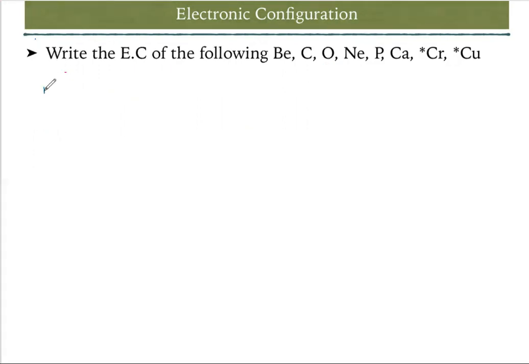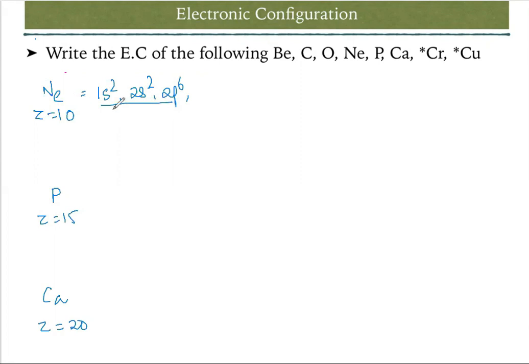Next one we'll do neon, phosphorus, calcium. So neon, what is the atomic number? 10. Phosphorus atomic number 15. Calcium atomic number 20. So write the electronic configuration. Neon is 1s2. 10 electrons we have to fill. 1s2, 2s2, 2p6. This is how much? 10. So this is the electronic configuration of neon.